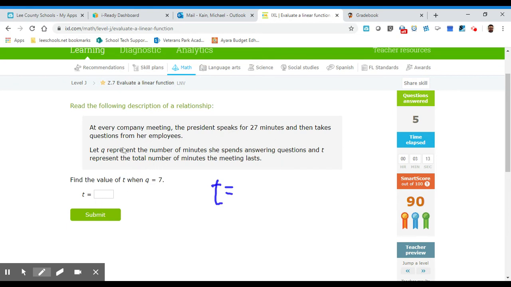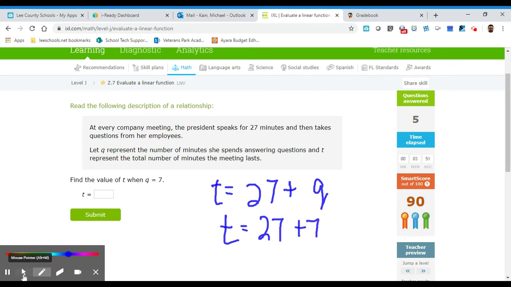And then if at every meeting they speak for 27 minutes, then take questions from their employees, it's going to be 27 plus the number of minutes. 27 minutes plus Q, Q will be the number of minutes. So 27 minutes plus however many minutes we add for the rest of the questions, right? So if Q equals 7, 7 more minutes, we can solve this by saying 27 plus those 7 more minutes, which is going to give us a total of 34 minutes. Right.